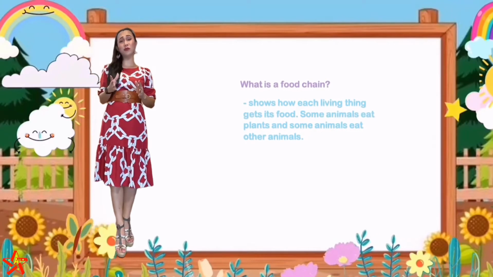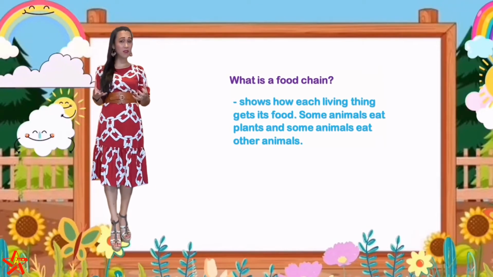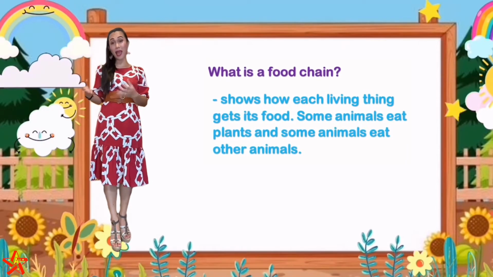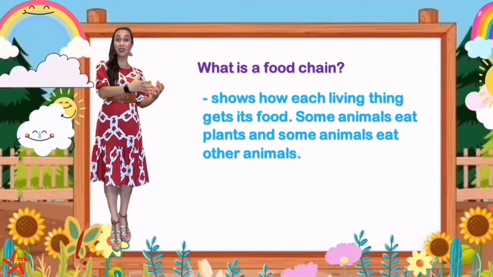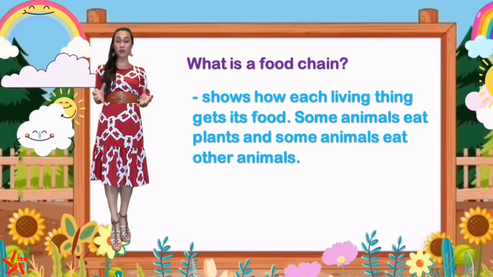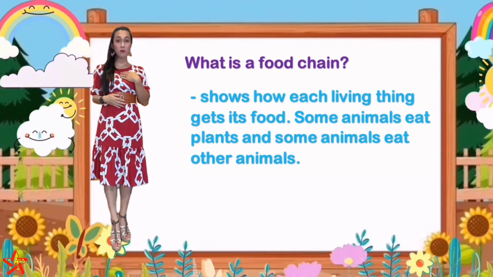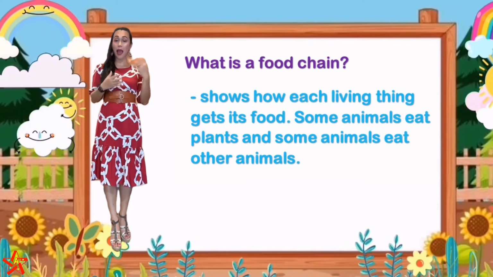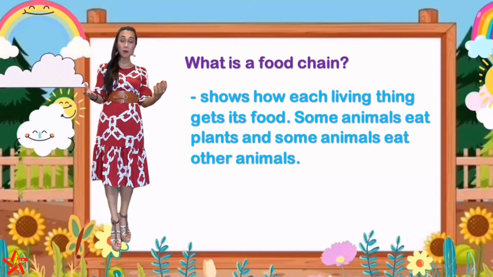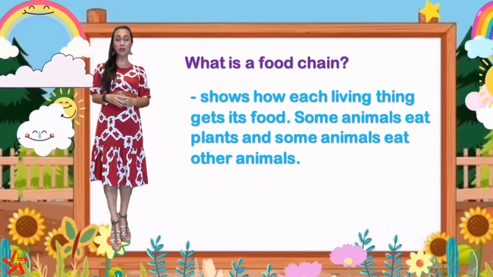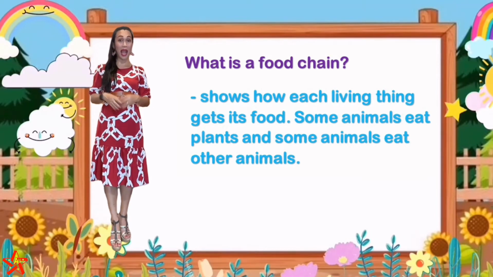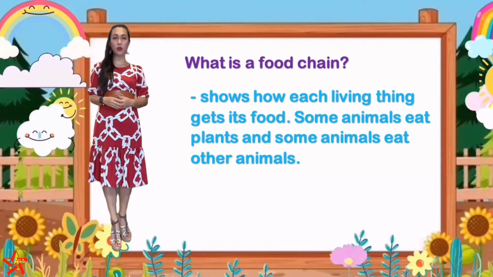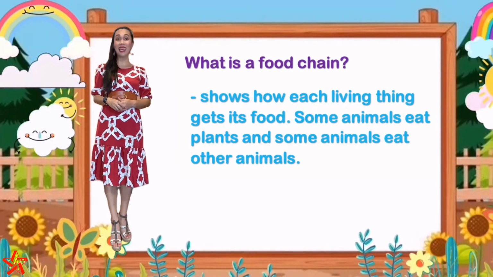So when we say food chain, it shows how living things get their food. Some animals eat plants and some animals eat other animals. That is what we call food chain. Even as human beings, we eat animals, we eat plants. Some animals eat plants, some animals eat other animals. That is what we call food chain, how we get our food. Let me repeat. Food chain shows how each living thing gets its food.